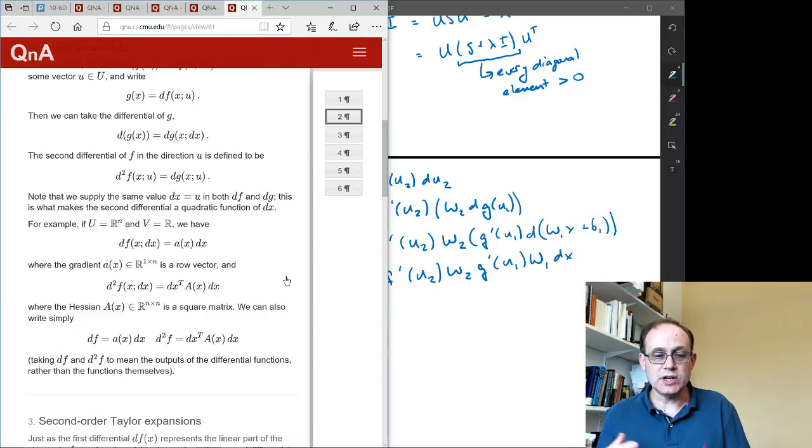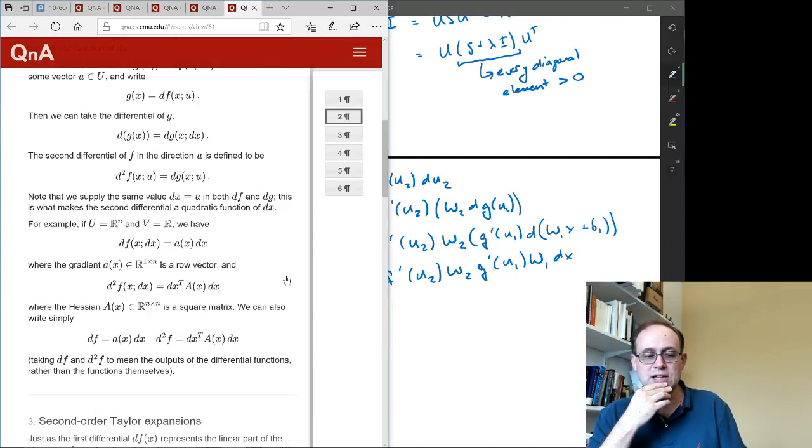The reason we'd want to use a second differential is to get a second order Taylor approximation, but I think we're basically out of time, and so we'll continue with second order Taylor approximations next time around.